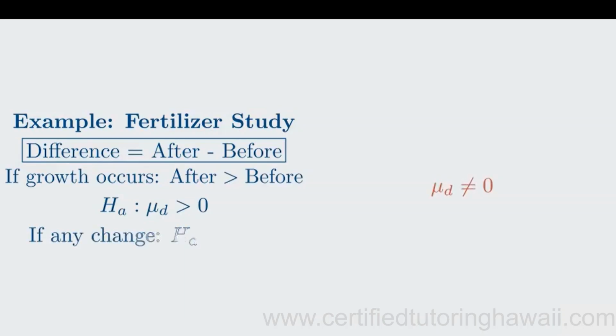If we were just testing to see if the fertilizer changed the height in any way, even if it might shrink the plant, we would use the two-sided not equal to sign. Always read the problem carefully to see which direction is being suggested.